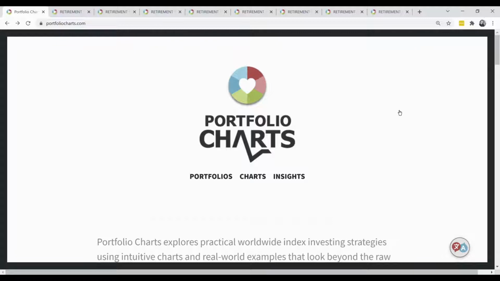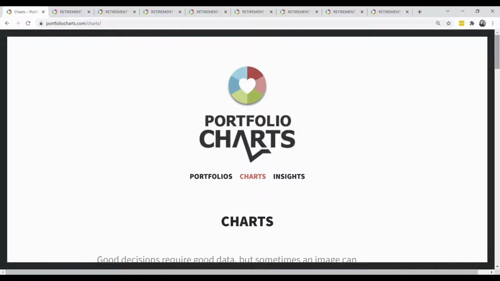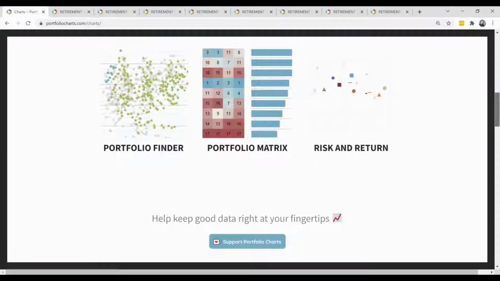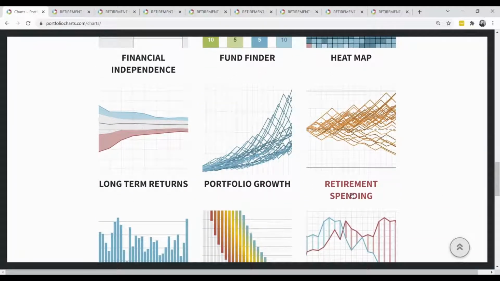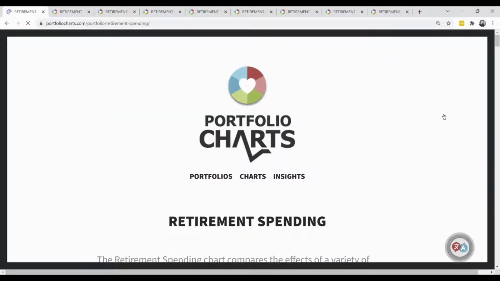And we have here the homepage for portfoliocharts.com. You can go there first. Then to find the calculator, you just click on the charts. And then we go down to the charts, and the one we are interested in is this one, the retirement spending calculator. And so we'll just go ahead and click on that, and we bring it up right here.